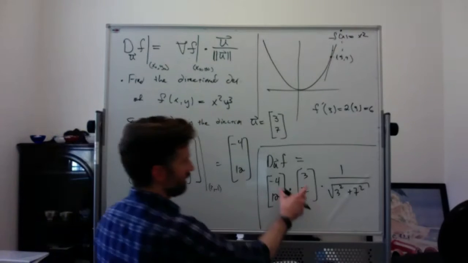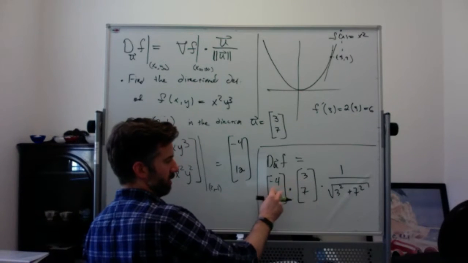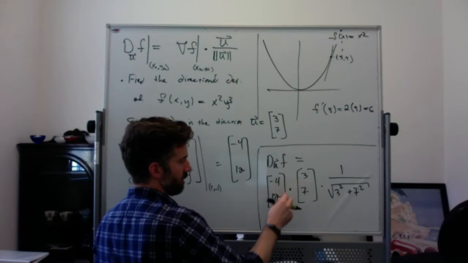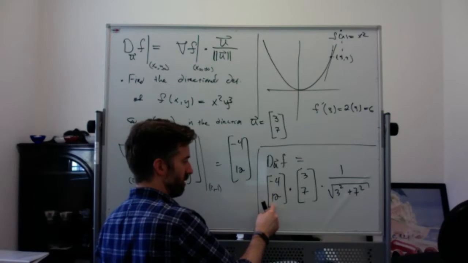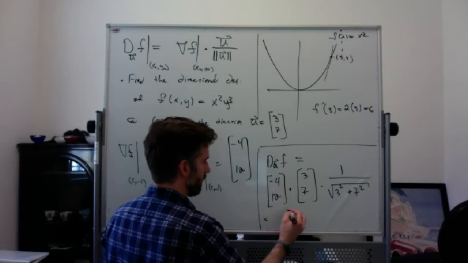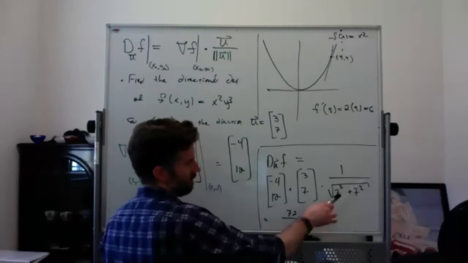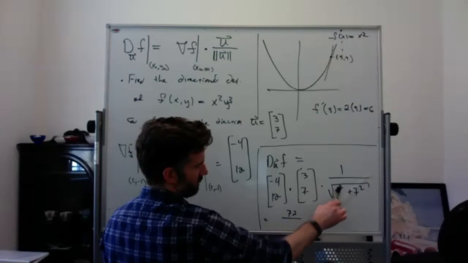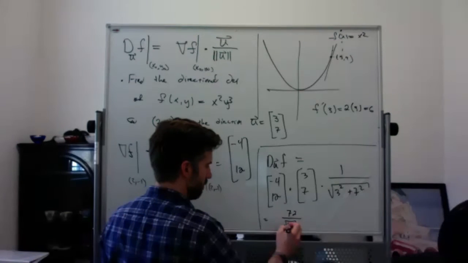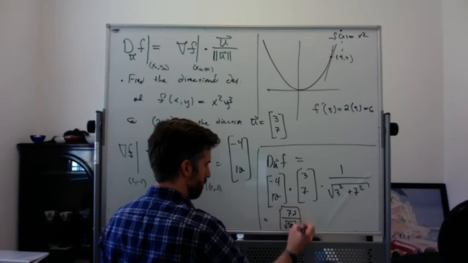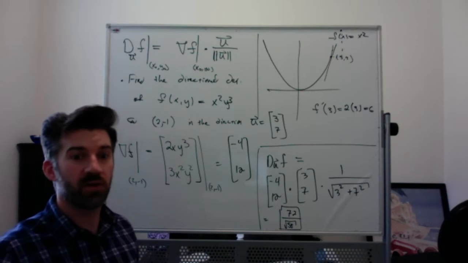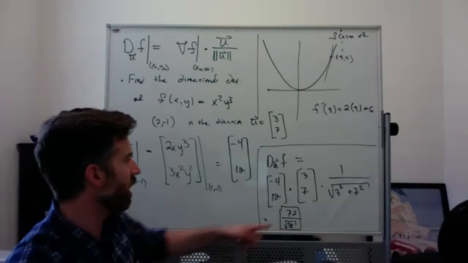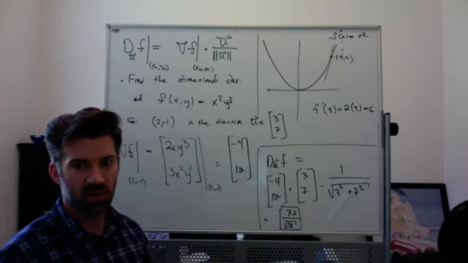So calculating this, I end up with, let's see, -12, right? -4 times 3 is -12, plus 7 times 12, which is 84. So -12 plus 84 is 72. So I get 72 divided by the square root of 49 plus 9, which is 58. And that would be the slope of the surface in the direction of this vector.